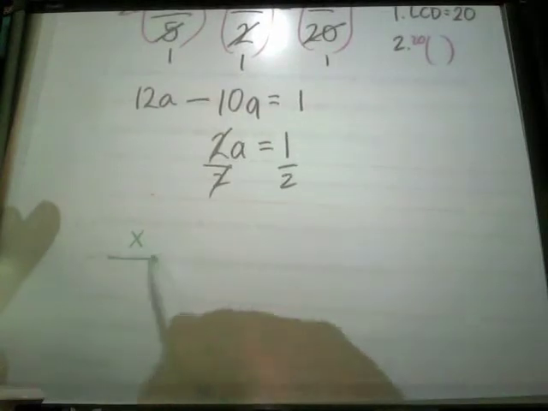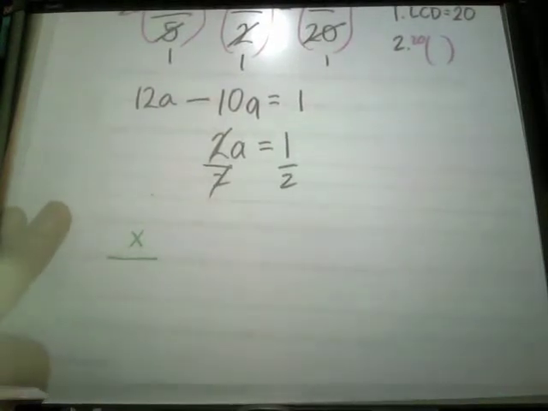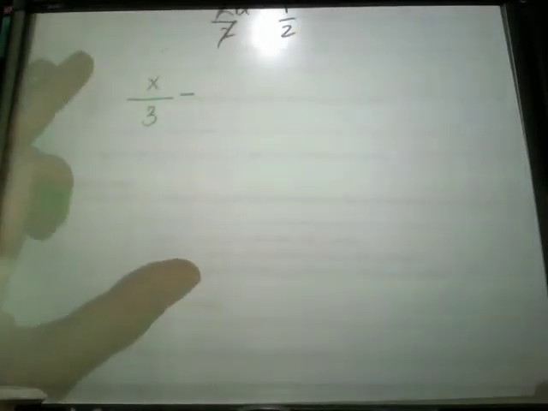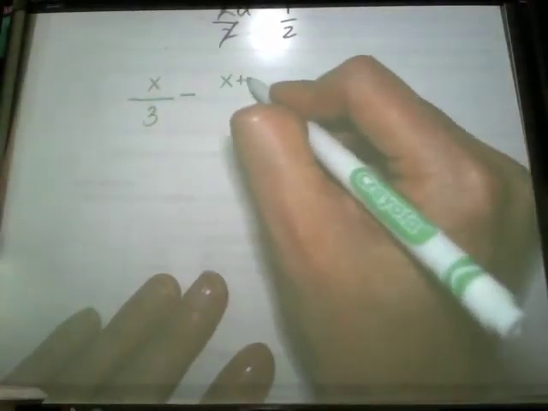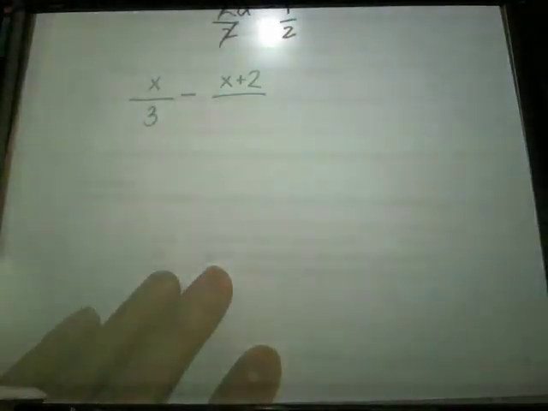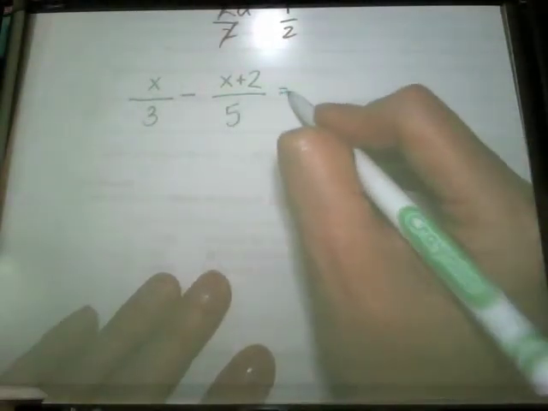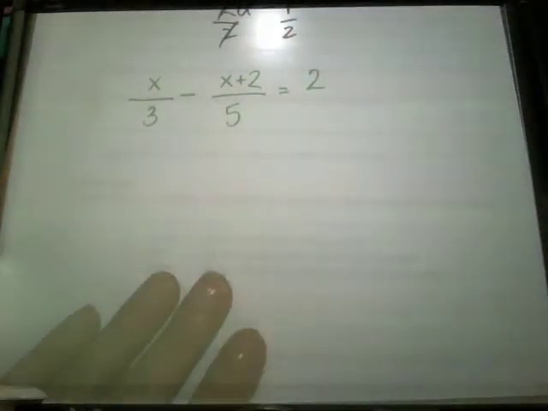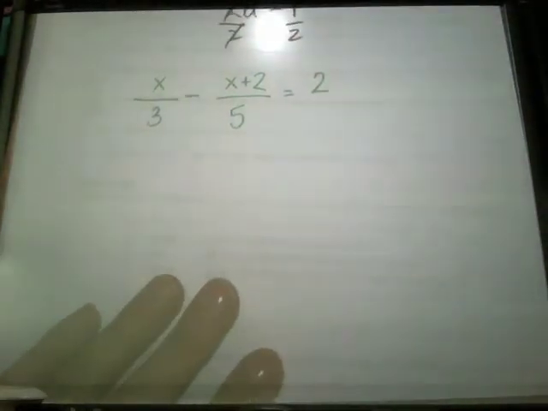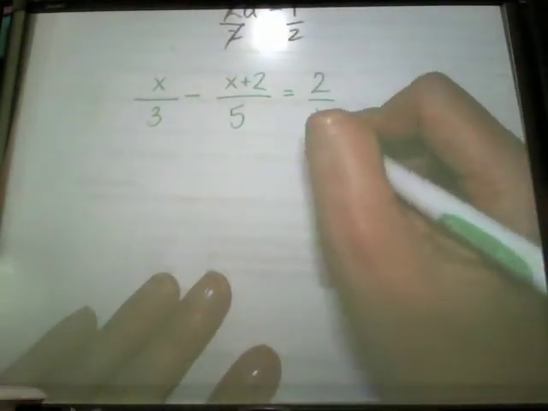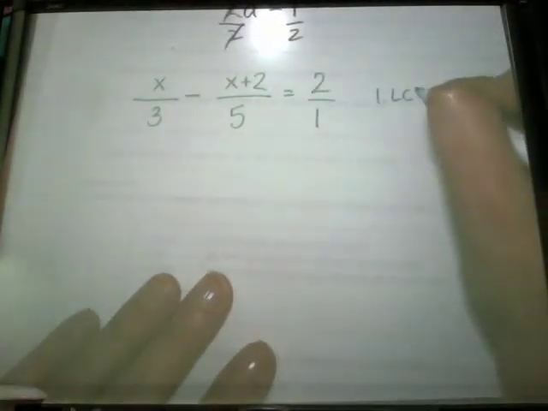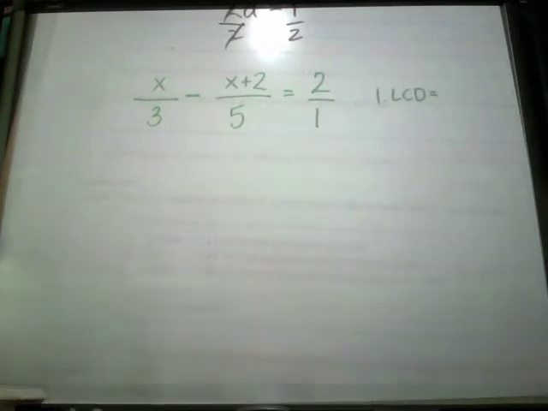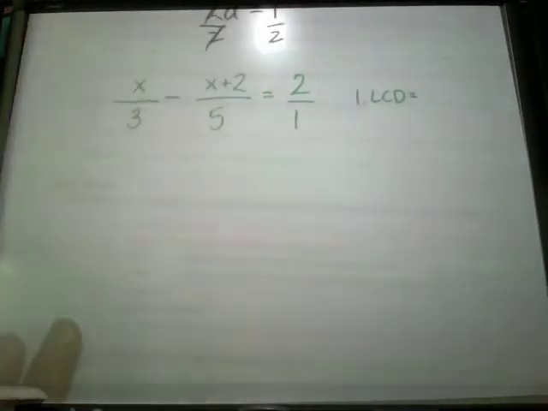And the only difference here is we will have a binomial in a numerator, not a denominator yet. X over 3, last example, let me move it up. X over 3 minus x plus 2 over 5 equals 2. And anytime you have a whole number, you can put it over 1 if that helps you to visualize to find the LCD.